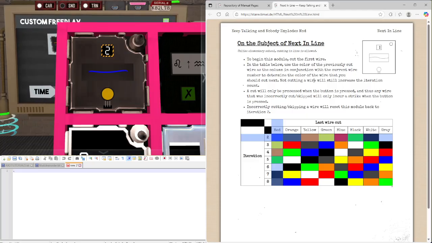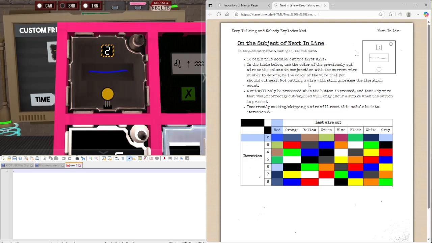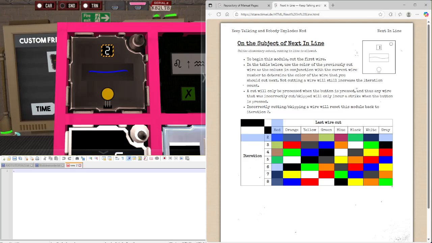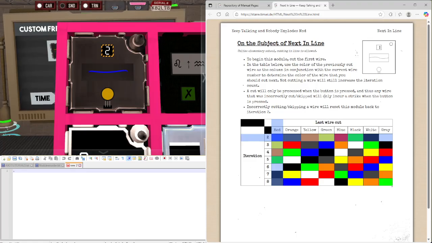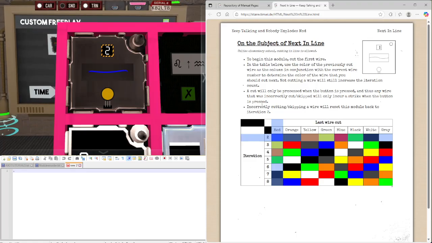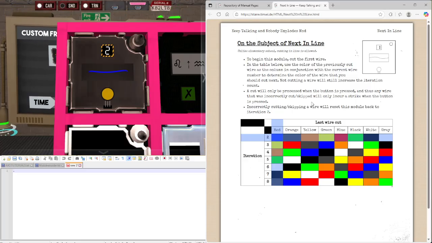When the wire is cut, you should cut next. Okay, no, still increase the iteration count. Only cut when the word is pressed. Any wire that is incorrectly cut or skipped will send this module back to iteration 2.